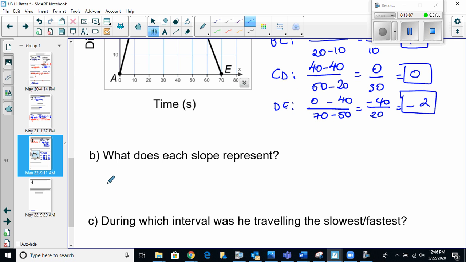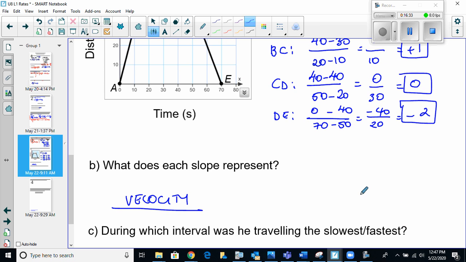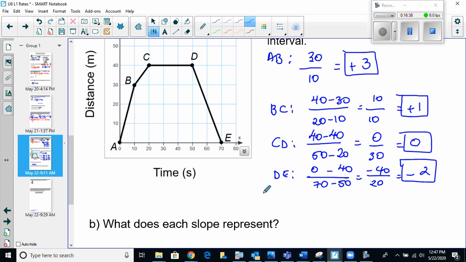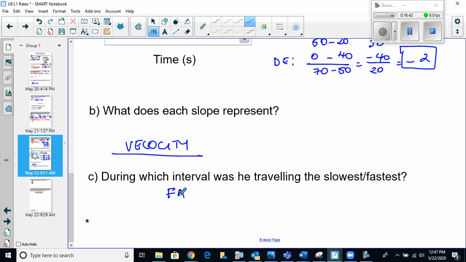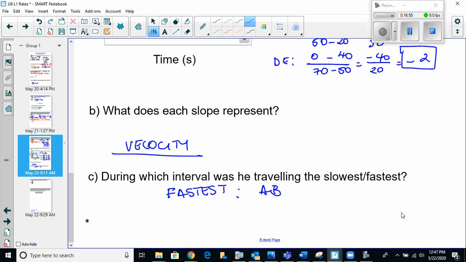The slope on a distance or displacement time graph represents the velocity of the object. During which interval has he been traveling the fastest and the slowest? The one with the highest number is the fastest one. So the fastest one is the time between A and B, and the slowest one is the last part, DE, which is negative. Okay.